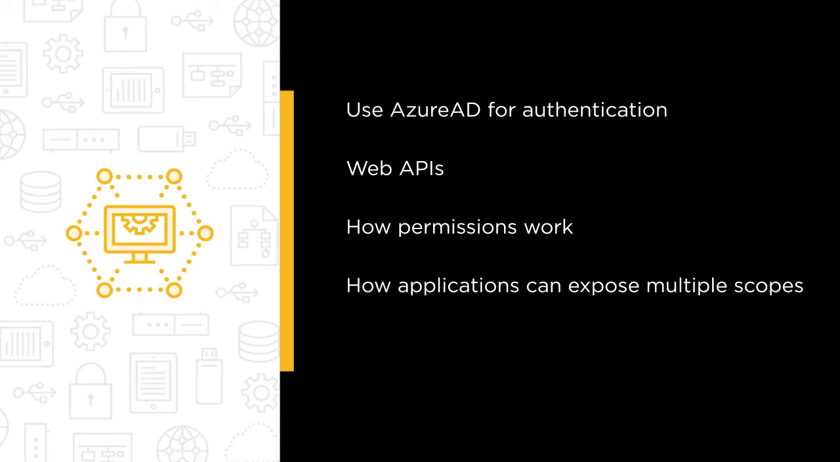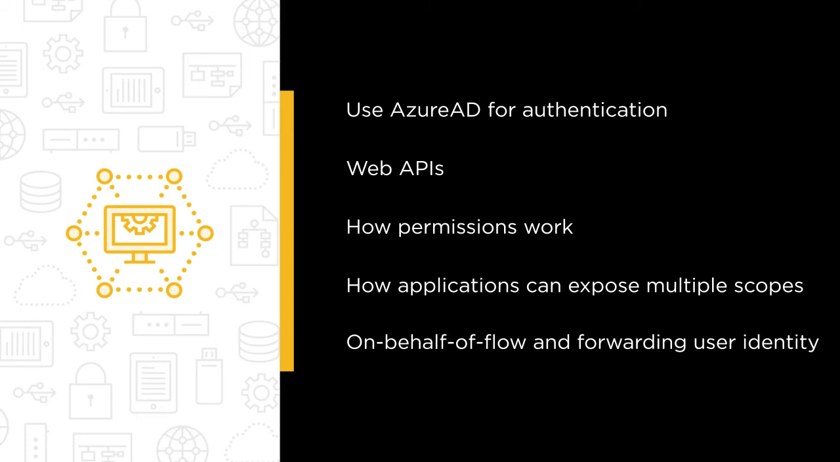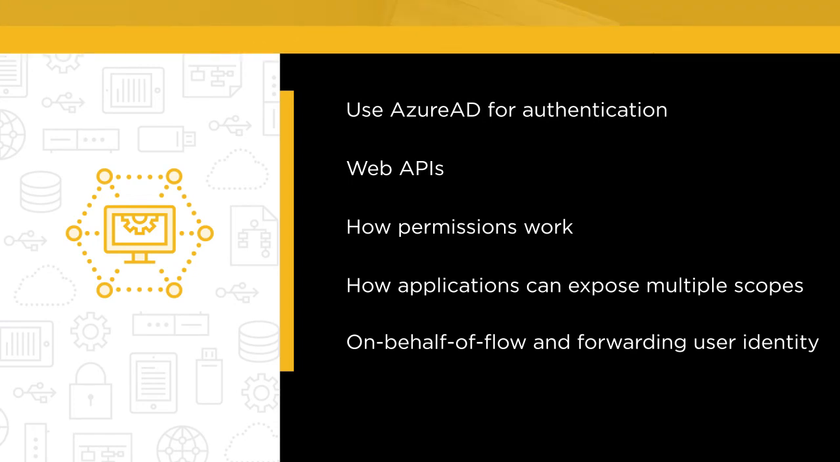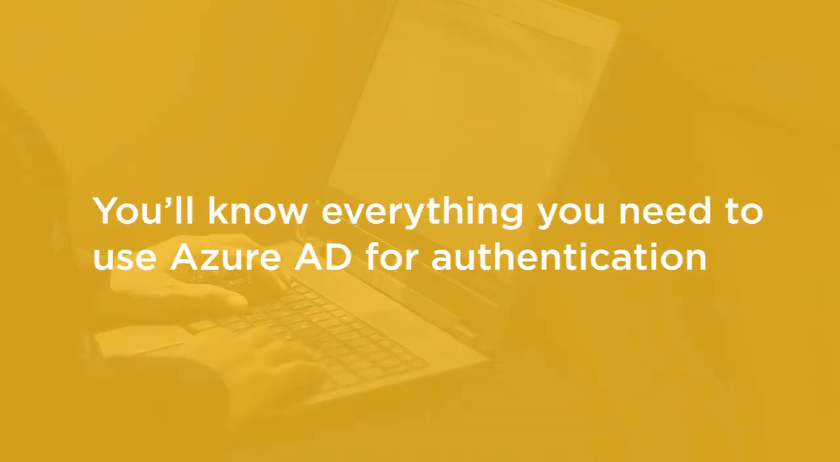I also show you how you can interact with Azure services using Azure RBAC using the user impersonation scope. Finally, I round up with some great coverage on behalf of flow and forwarding user identity. By the end of this course, you will have all the knowledge you need to author web applications and APIs that use Azure AD for authentication.